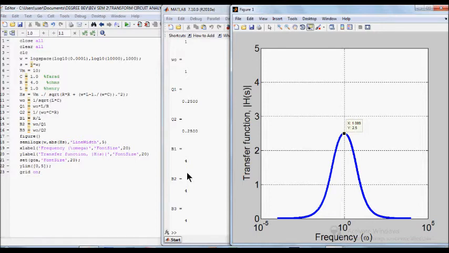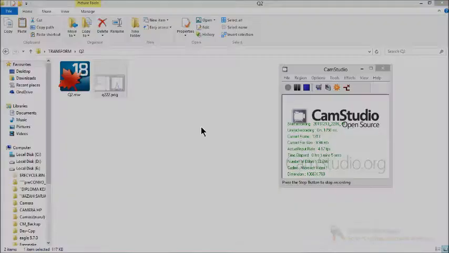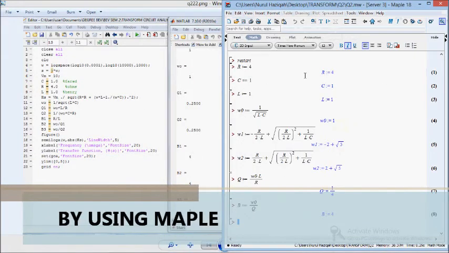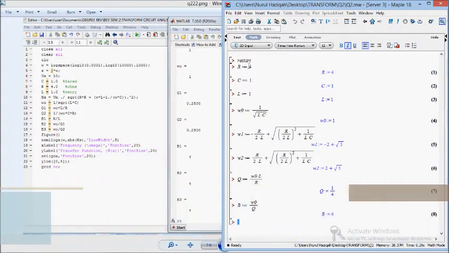Next, we proceed with the Maple equation. This is the value. R is 4 ohm, C is 1 Farad and L is 1 Henry. And we just insert the value for R, L and C in the formula, then we will get the answer. This is the answer.